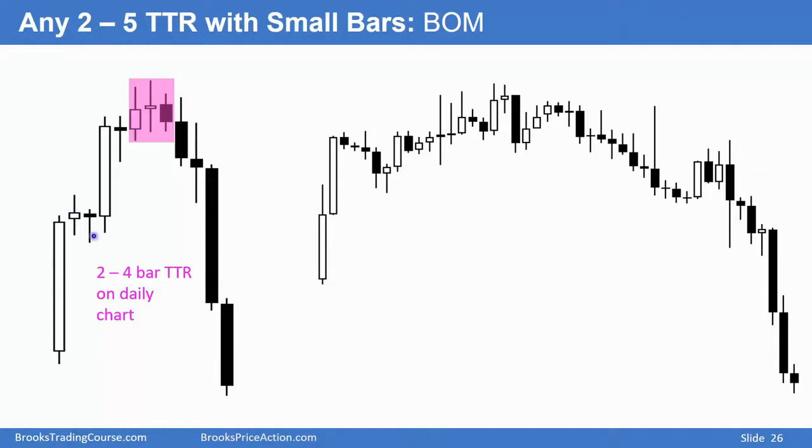It's also a third push up. 1, pullback, 2, pullback, 3. And bad follow through. Bull bar, bad follow through. Bull bar, bad follow through. Bull bar, bad follow through. So you've got to be thinking that this might lead to a reversal.